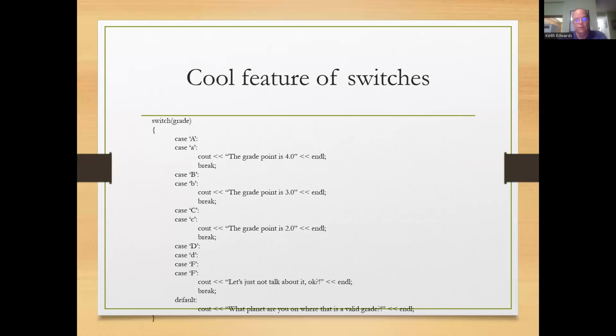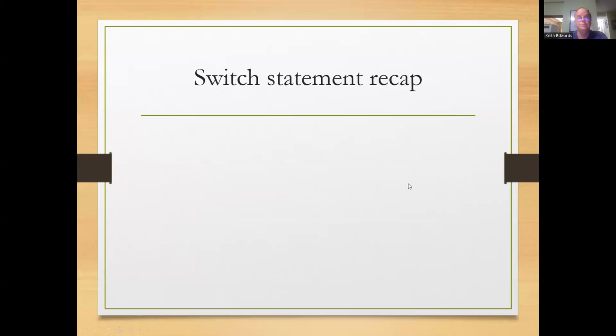And then as a default, what planet are you on where that is a valid grade? So, for example, like a K. Don't think I've ever given a K in my history of being a professor, because I don't think that one exists. There's definitely an I, though, but that one's very, very rare.